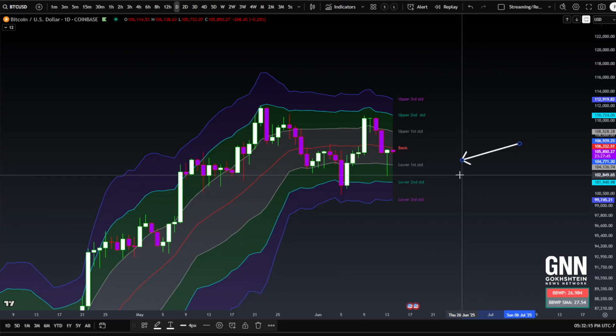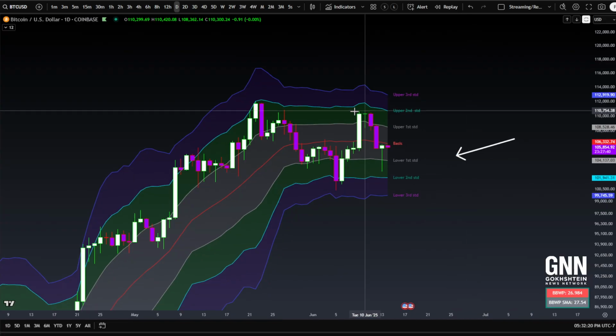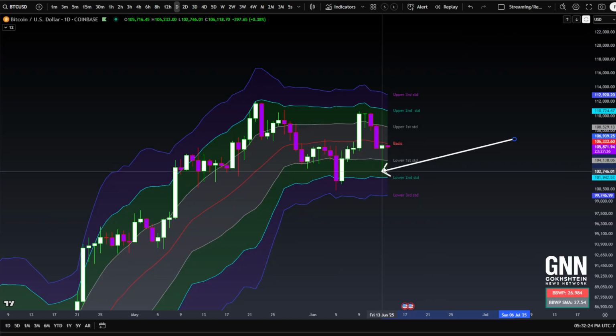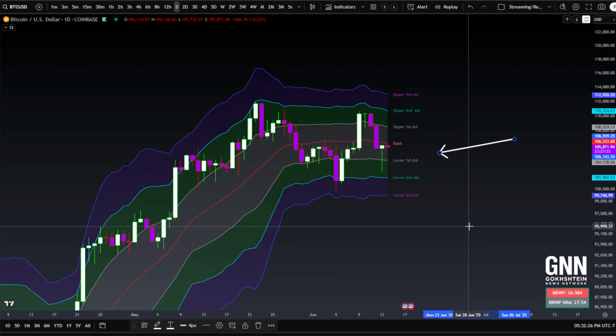Maybe the edge will be in the lower timeframes, right? Obviously. But this is a nice buyback on the daily for the Friday session. And we'll see what the weekend has in store for us, right?